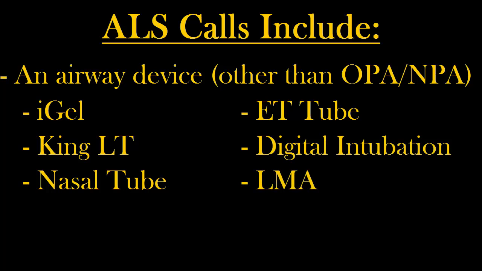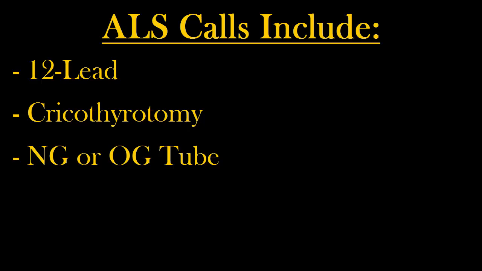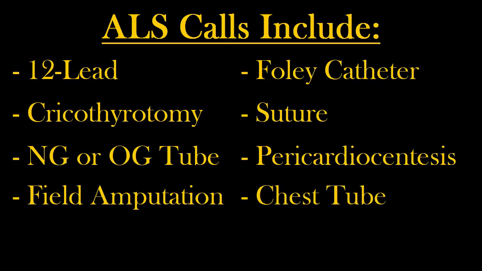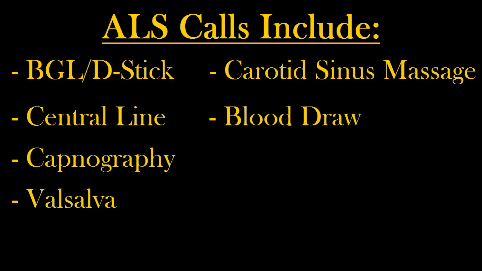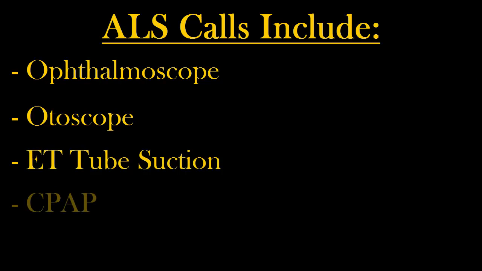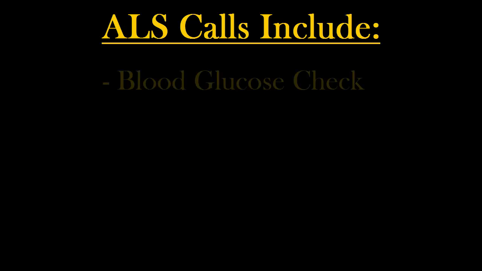that may come out. An ALS call also includes any of the following skills: 12 lead, cricothyrotomy, nasogastric or orogastric tube placement, field amputation, Foley catheter, suture, pericardiocentesis, chest tube, blood glucose level checks, central line placement or management, capnography or capnometry, Valsalva's maneuver, carotid sinus massage, blood draw, autopsy, IV removal, ophthalmoscope, otoscope, ET tube suctioning, CPAP, and chest decompression. Let me just review the ones that may have been a bit surprising to you.